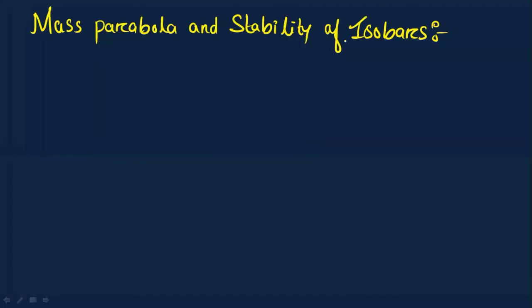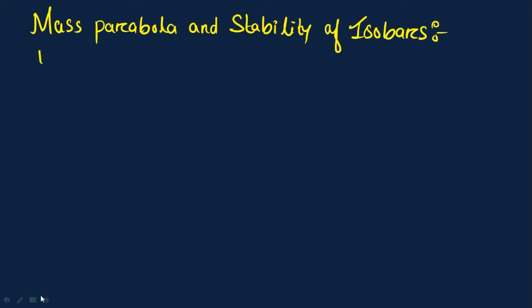So in the previous video, we discussed the liquid drop model and also the semi-empirical mass formula. In this video, we will discuss the mass parabola and the stability of isobars, and then we will solve a few problems. First of all, let us see the mass formula.